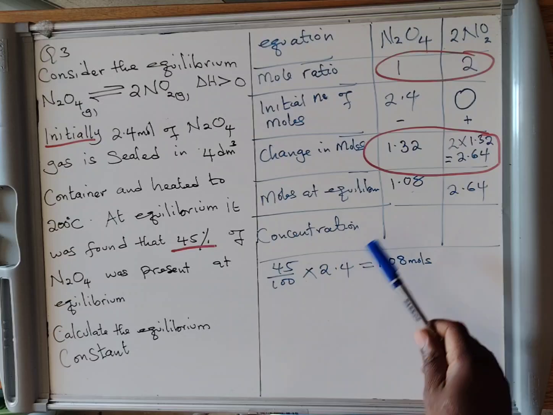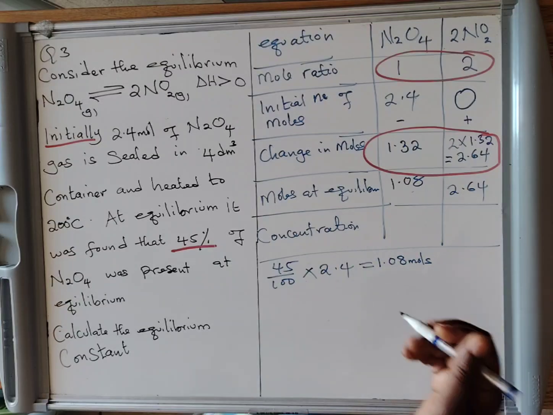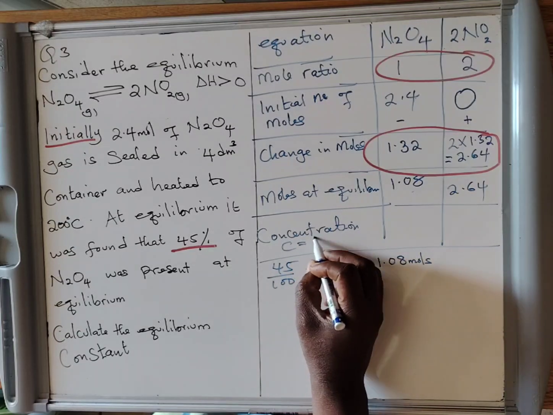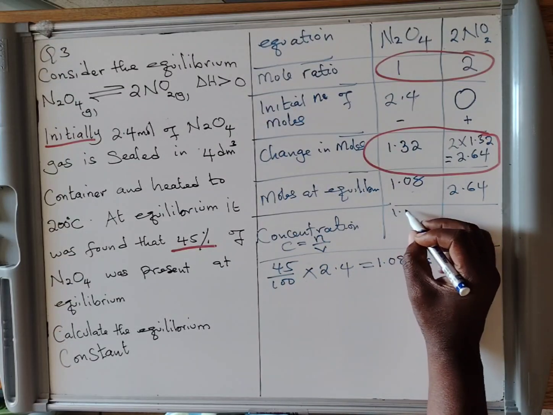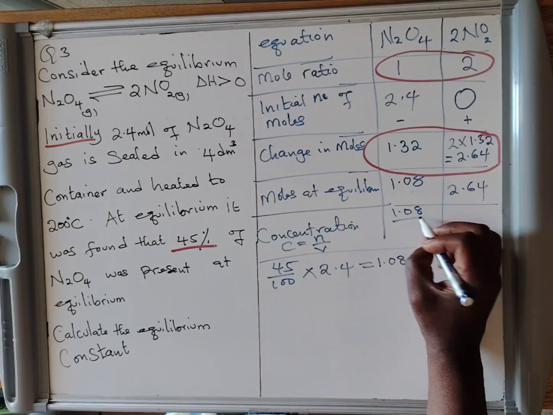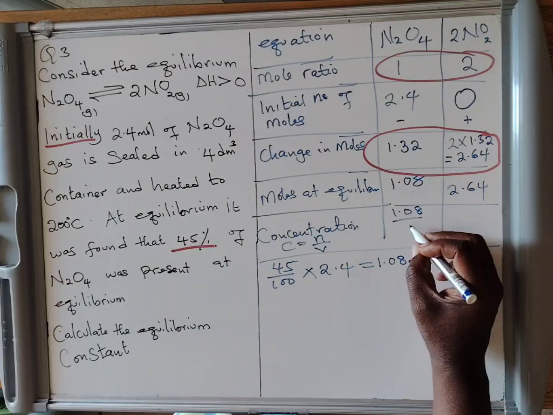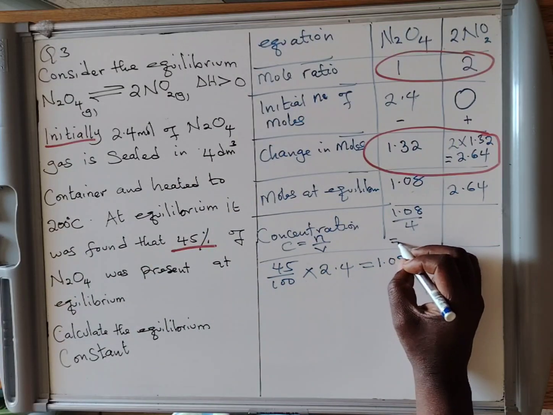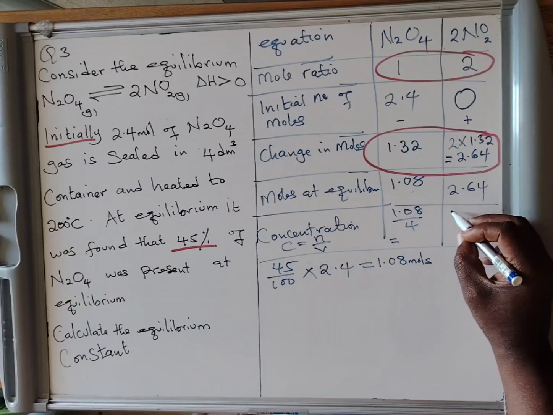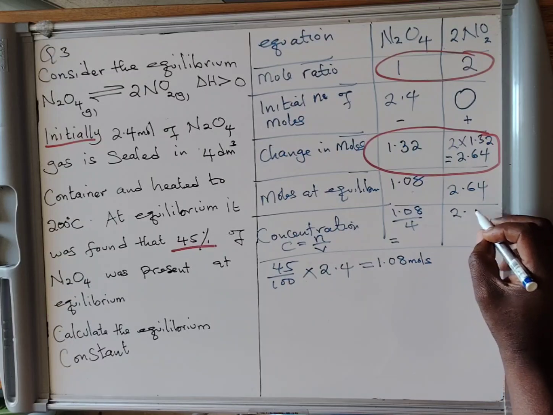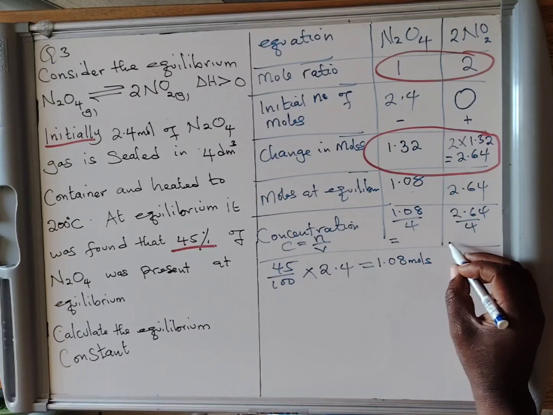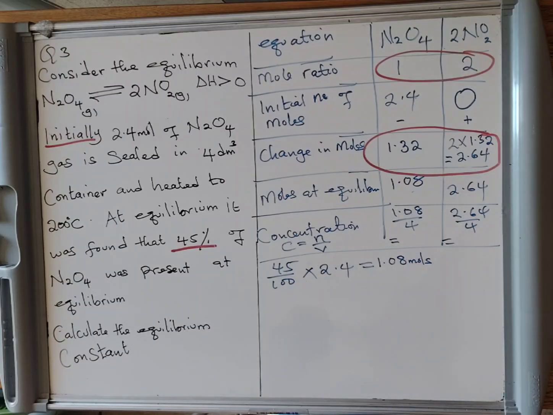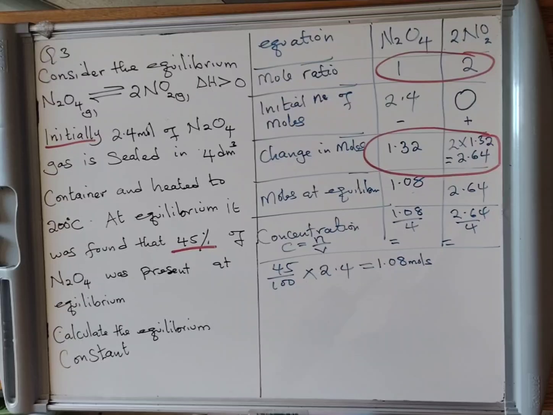How do you get the concentration? You use our formula C is equal to n over V. So if our n is 1.08, the volume is 4, and what you get will be the concentration. The same applies to this side: it's going to be 2.64 divided by 4. What you get is the concentration at that point. Let's get them and we see.